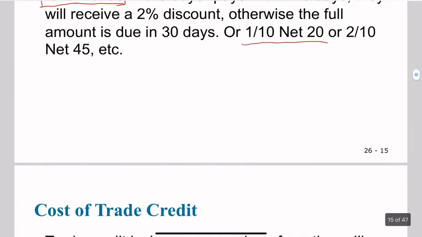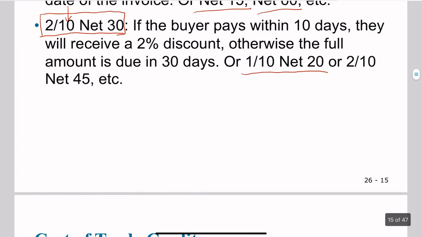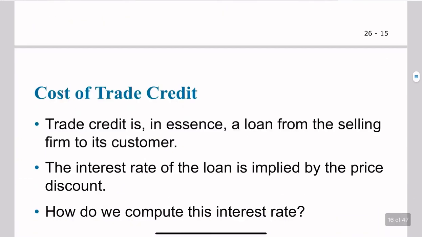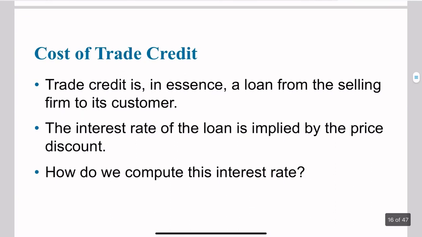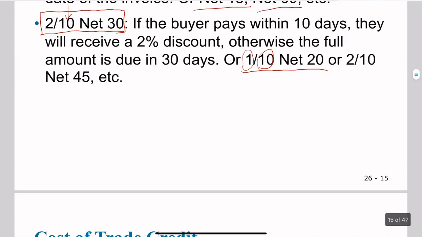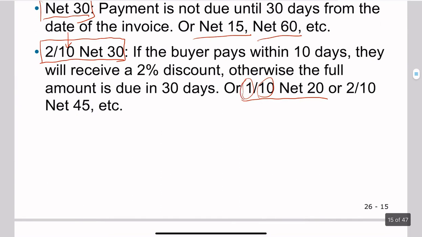Now, what does this mean, right? How do you optimally set these numbers? Well, the interesting thing is, if you think about trade credit, if the firm gives trade credit to its customers, then essentially the firm is making a loan to its customers, right? Since it is a debt, it is a loan, then there will be an interest rate. And the interest rate of this loan is implied by the price discount. That is, the interest rate is implied by this number.